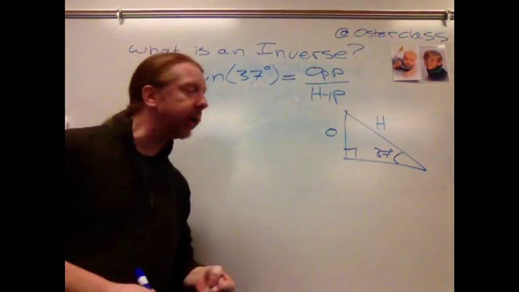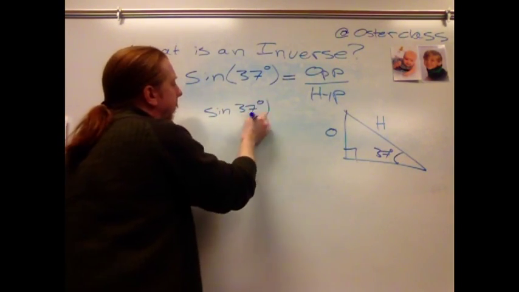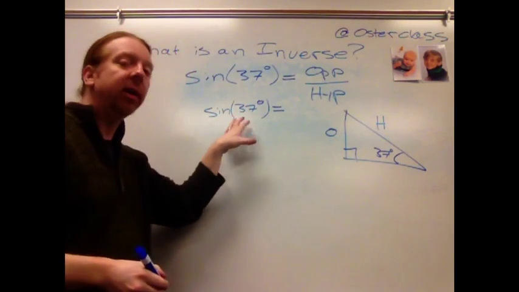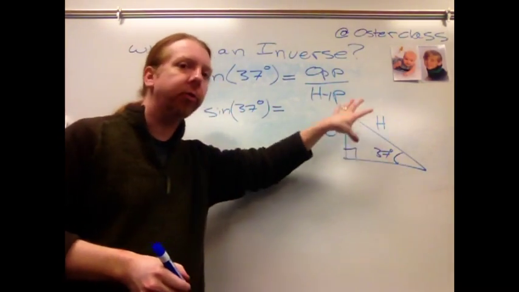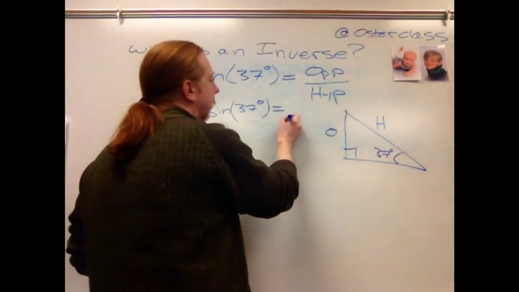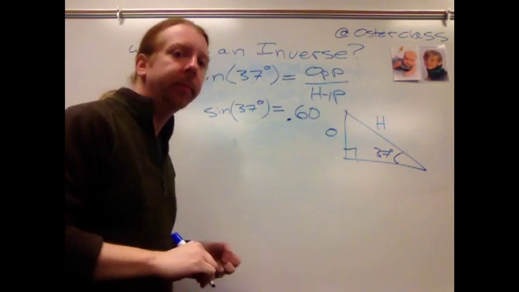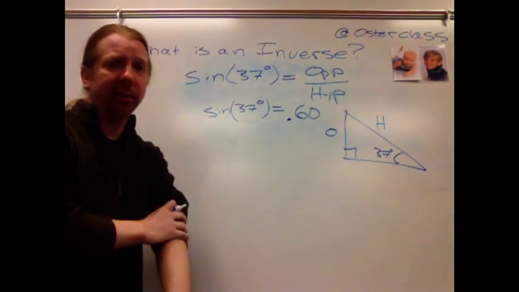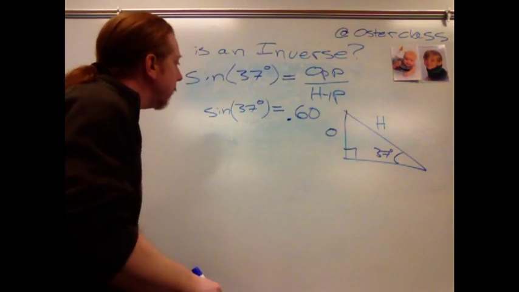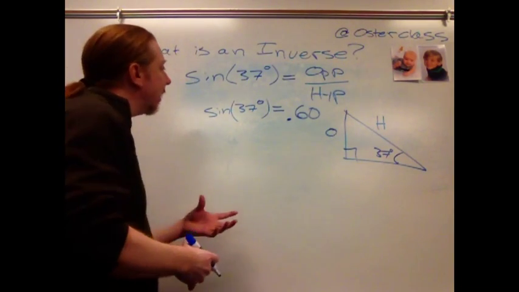I also know that with my calculator, if I type in sine of 37 degrees, my calculator will tell me that for that specific angle, this specific right triangle, I'm going to get out the same value, and that value is consistently 0.60. It's one of the things we like about 37 as a degree angle because it's a consistent one, an easy one to remember.